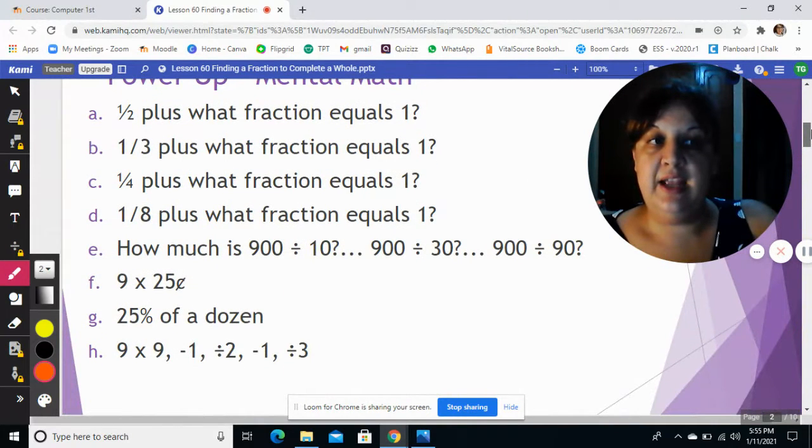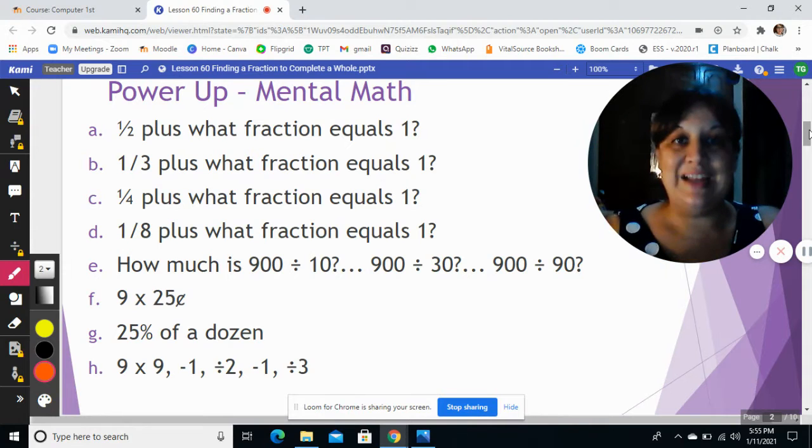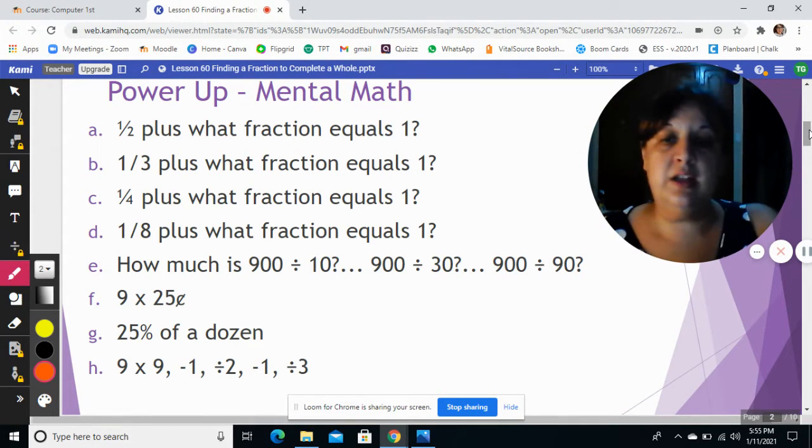All right, go ahead and work through your Power Up Mental Math. If you need to pause the video, you can do that. Remember to write neatly, write down the side of your paper. Some of you are still not following that direction, and I'm not sure why. It's not that difficult. So A and your answer, B and your answer, so on and so forth, all the way down through letter H. When you're done, push play, and we will keep on going.